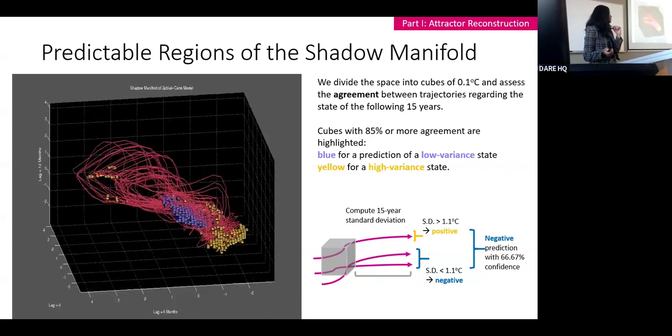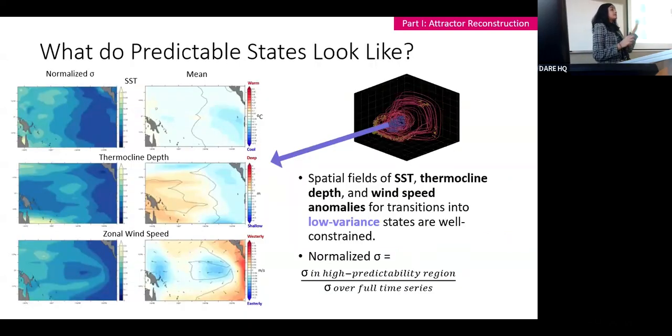Once you've detected these on the shadow manifold, you also know what points in time those were. So you can go to your physical model and extract what was happening in the ocean and atmosphere during that time. The column to focus on here is the second one, which shows the mean. I'm showing the mean state of the physical model within those blue states. The very predictable states are the ones where you have this particular pattern of sea surface temperature anomalies, this particular pattern of thermocline tilt, and this particular pattern of the winds.